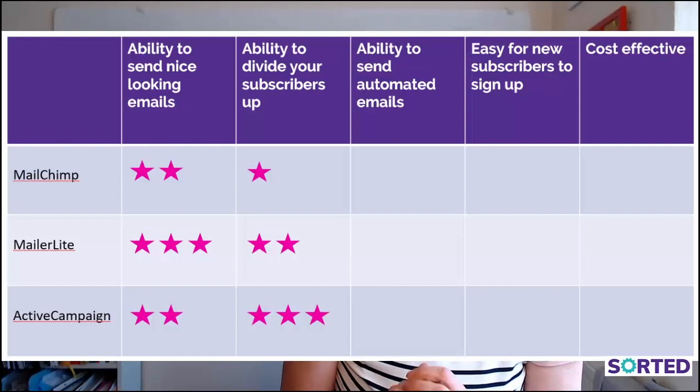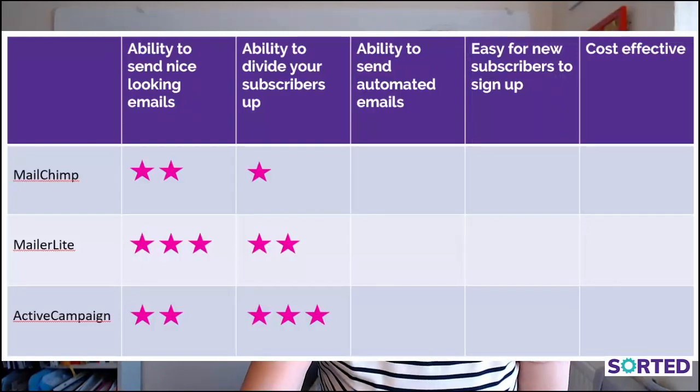MailerLite, it's a very basic package in terms of how you can group people, but for a lot of people that stops the overwhelm. So I'm going to give them 2. It's all functional, it's all there, but the winner of this round clearly is ActiveCampaign. They get 3 stars. Okay, all good. So now we need to move on to our third criteria, which is the ability to send automated emails. Let's hop over and have a look.